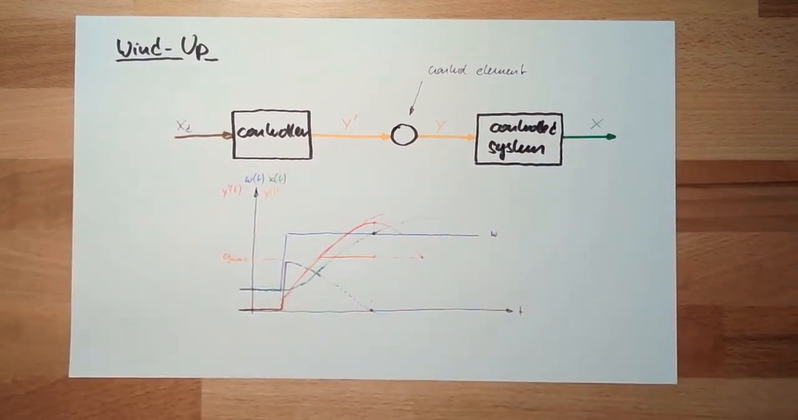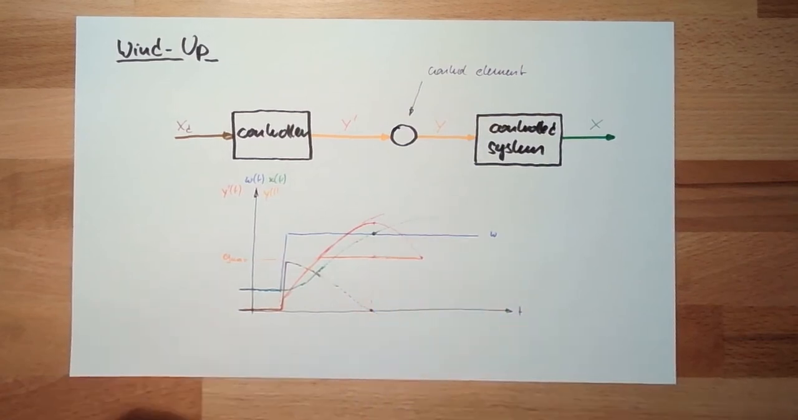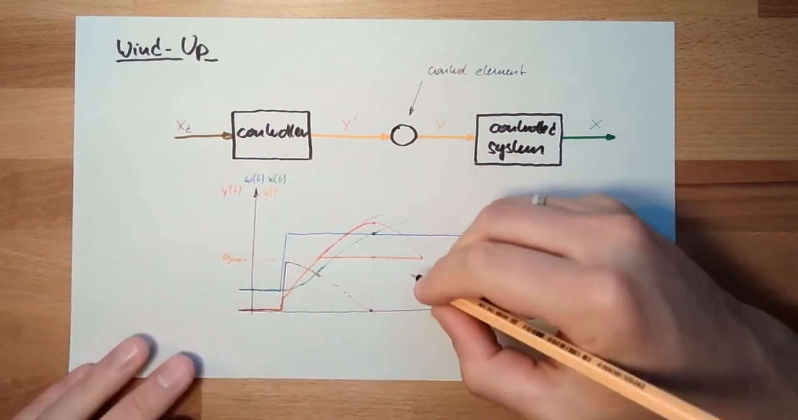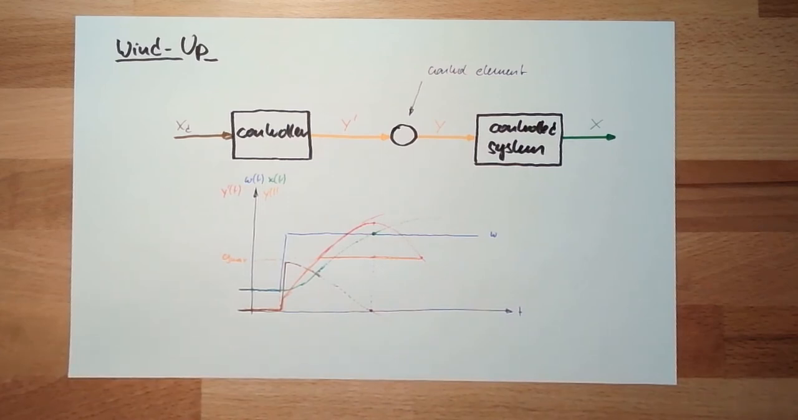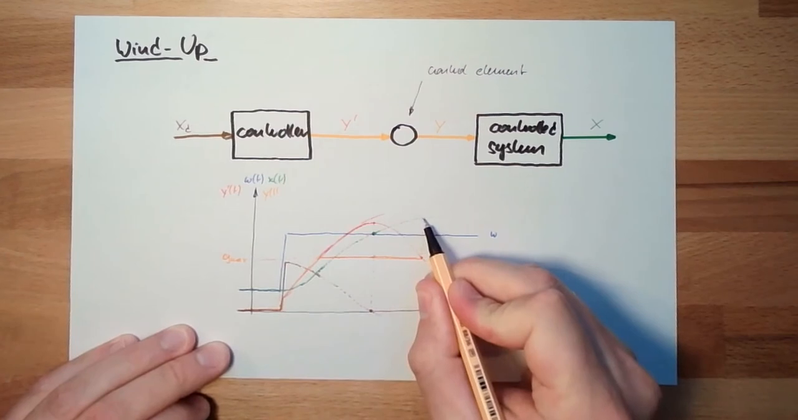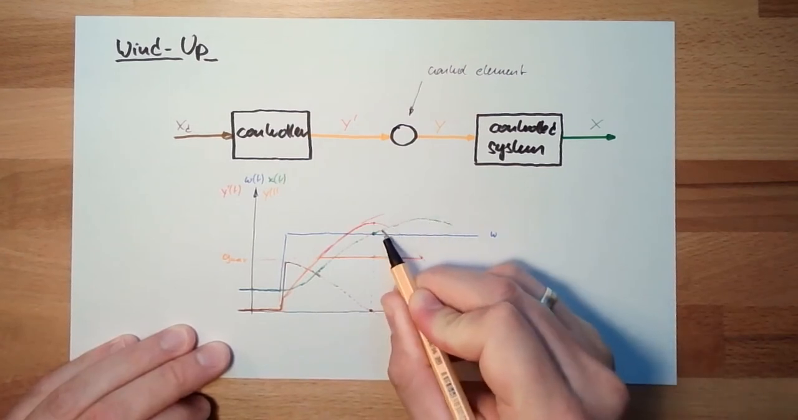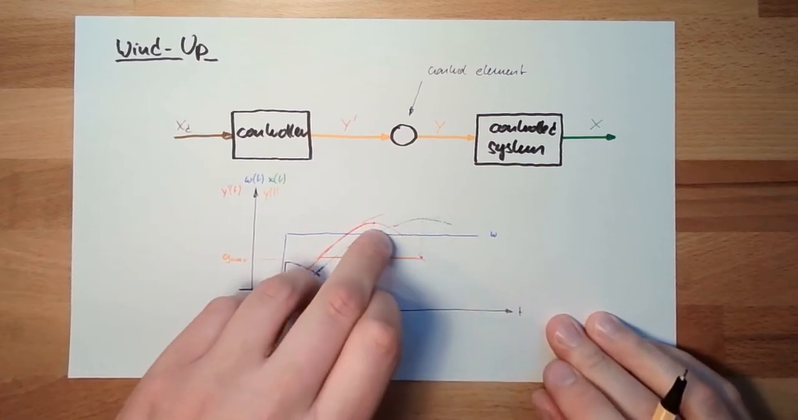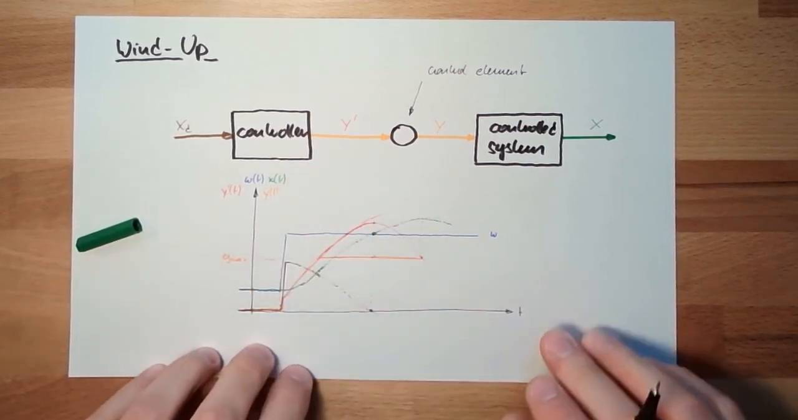Up to now, nothing really happened. And now it will take Y with it. Okay? And now, at this point in time, this might start to drop again. So we are above and it still is accelerating. Why?